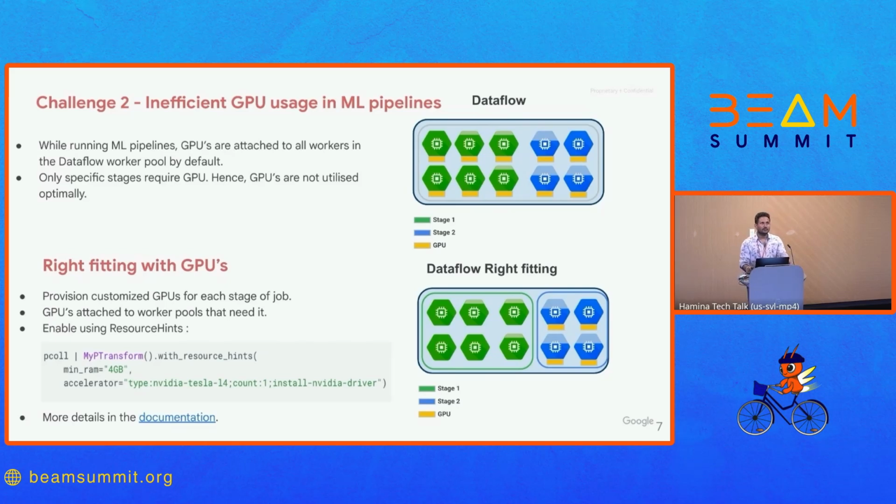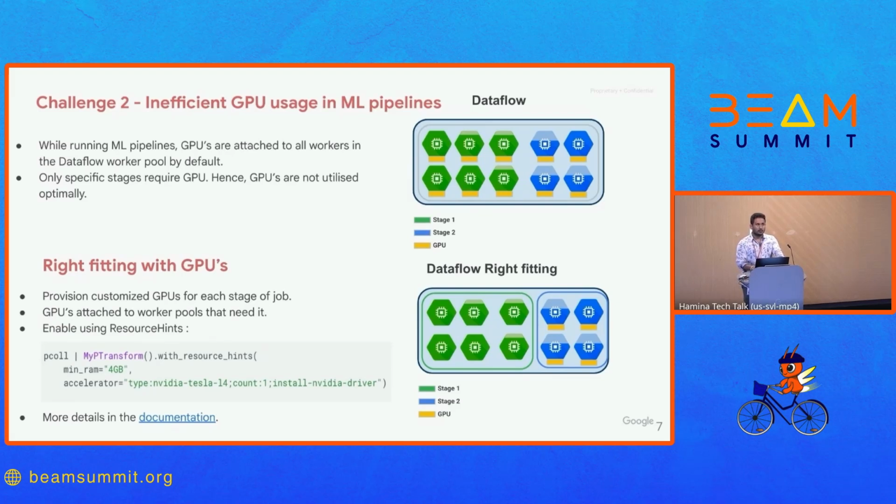We can use Dataflow's feature called right fitting, where you can provision customized GPUs for each stage of the job. In the below example, let's say this is one of my stages, my PTransform, and I'm using Beam's resource hint feature, where I'm passing min RAM as 4 GB and accelerator as GPU type and number of count, and any configurations you want to pass.